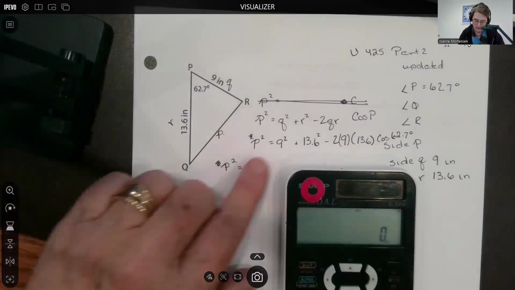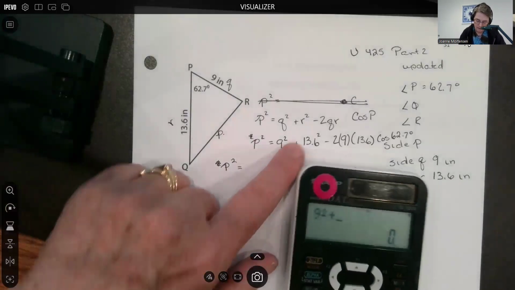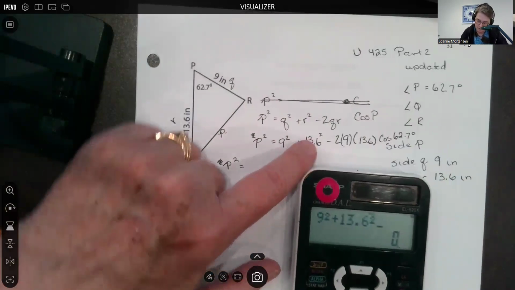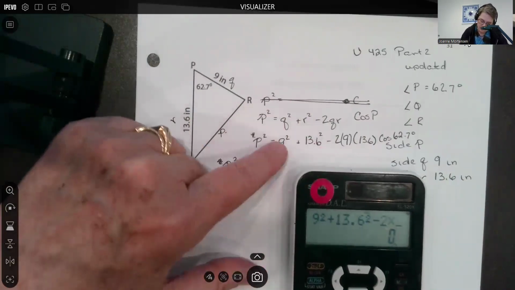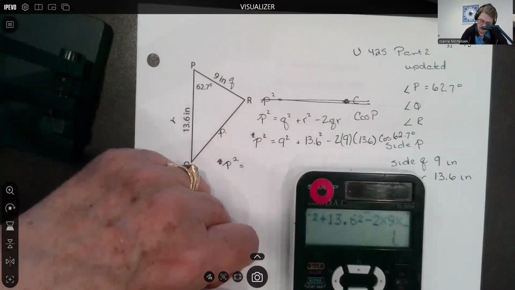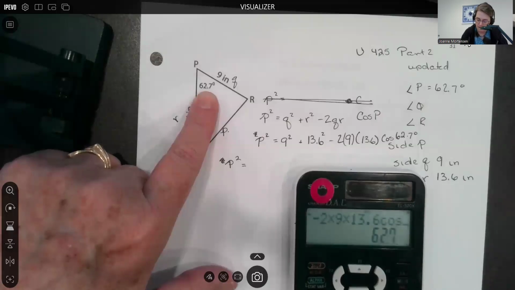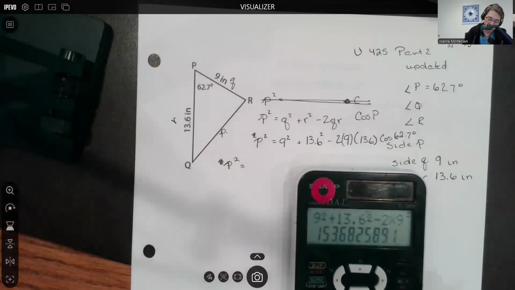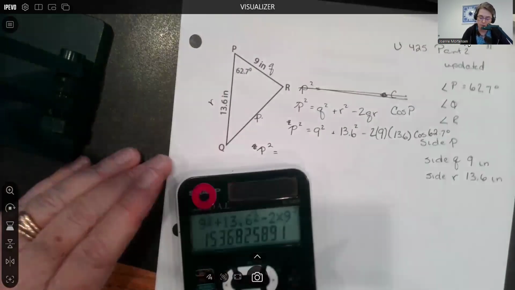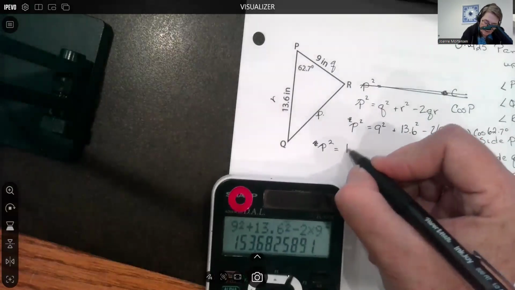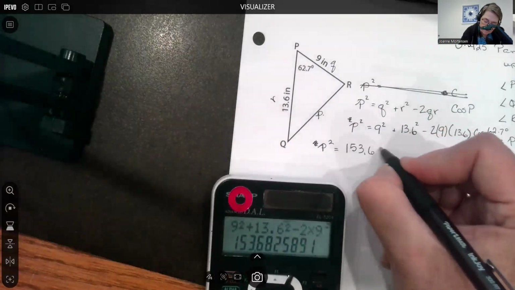Now, that beep boop really messed me up, so I'm just going to remember 153. I don't trust myself. 9 squared plus 13.6 squared minus 2 times 9 times 13.6 cos 62.7. I keep saying that backwards. Oh, look, I got the same number. Okay, so 153.68.